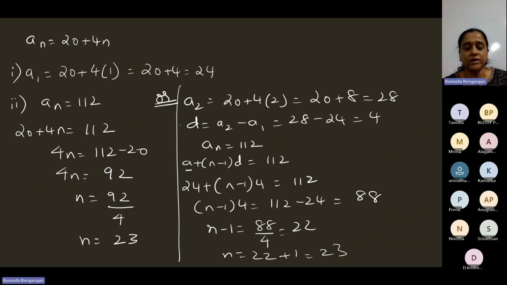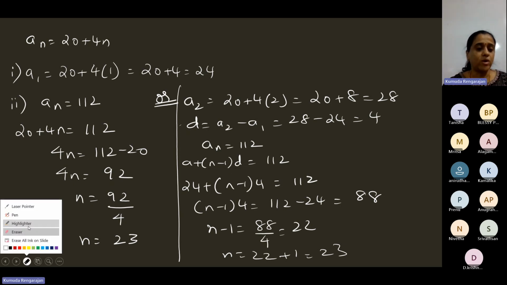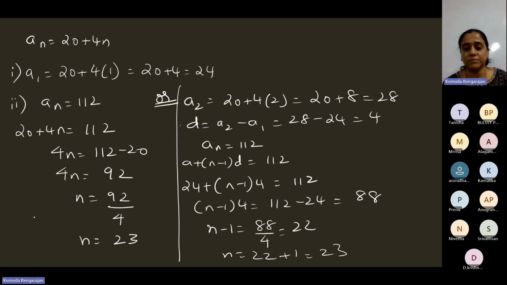We know the value of A, 24. We do not know D. So we have to find A2 and then find D. Then put the values of A and D and find N. So the 23rd spot is numbered 112.